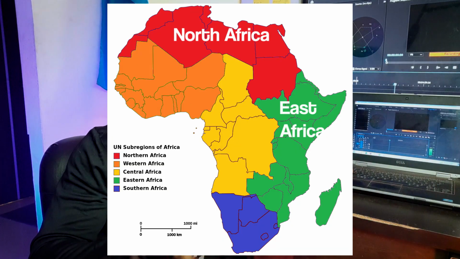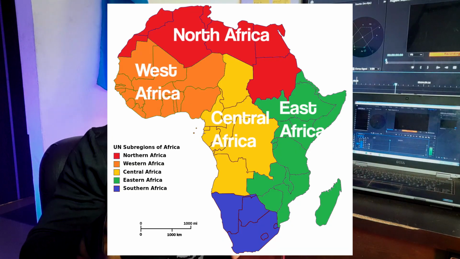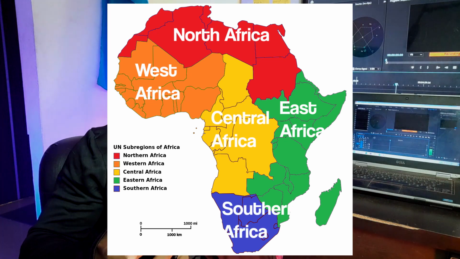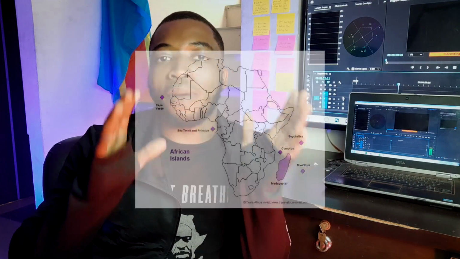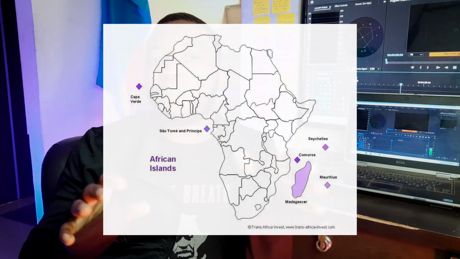So the regions of Africa are basically so simple. It's just to take them the way they're divided. There is North Africa, East Africa, West Africa, Central Africa, and Southern Africa. But as I said, I'm going to add one more which is not among these regions, which I'm going to take to be the islands of Africa. This division might not be perfect, but for you to understand it easily, I'm going to explain it the way I understand it, and I hope it's going to help you also understand how Africa is divided.